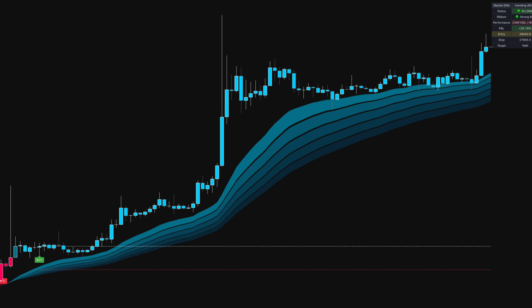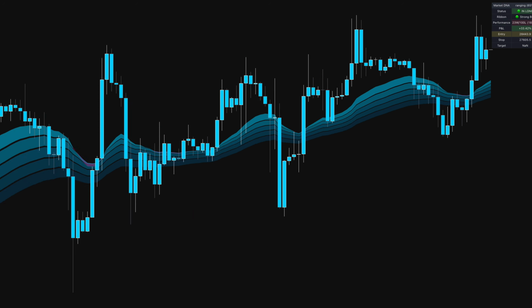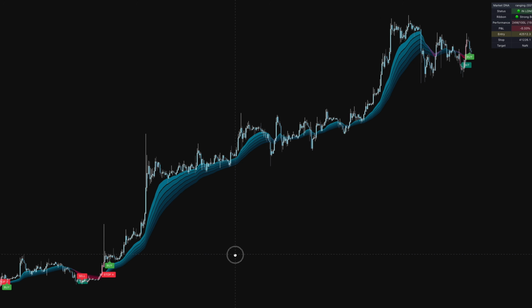If you want to capture bigger moves and don't mind giving back some profit when trends reverse, QR mode is built for that.